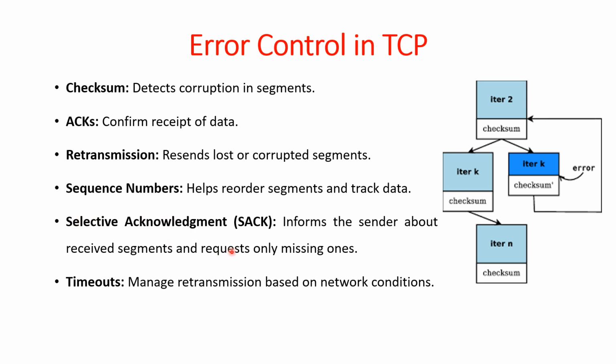Selective acknowledgement. This optional feature allows the receiver to tell the sender which segments have been received, so only the missing segments are retransmitted, improving efficiency. And finally, timeouts. TCP uses timers to determine how long to wait for an acknowledgement. If none is received within the timeout period, the segment is resent.